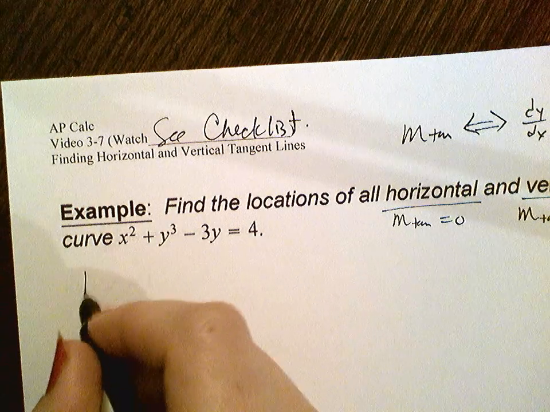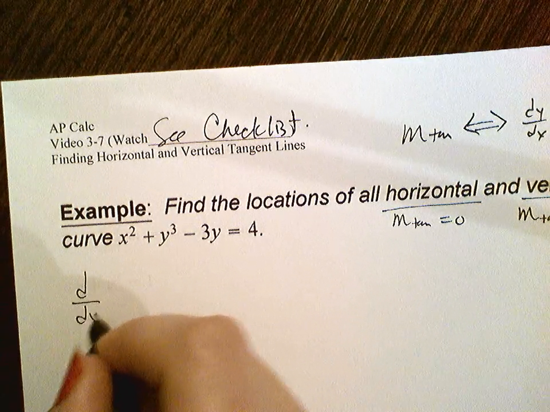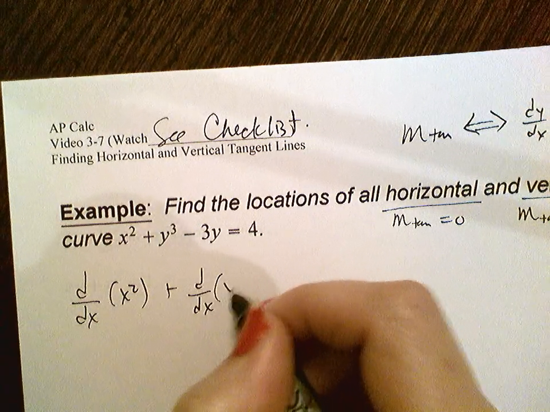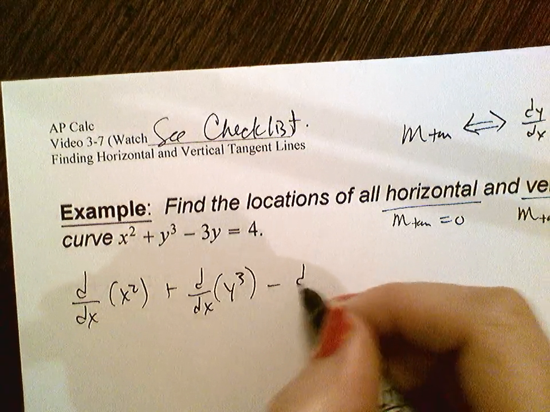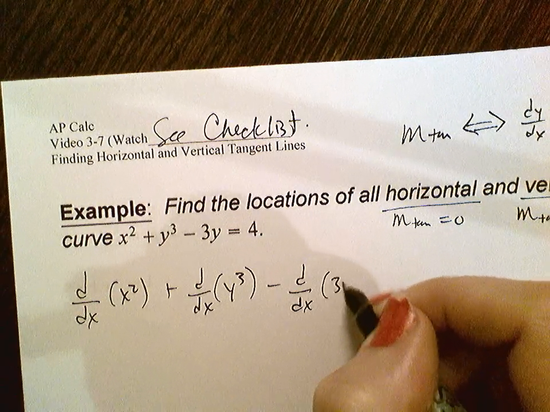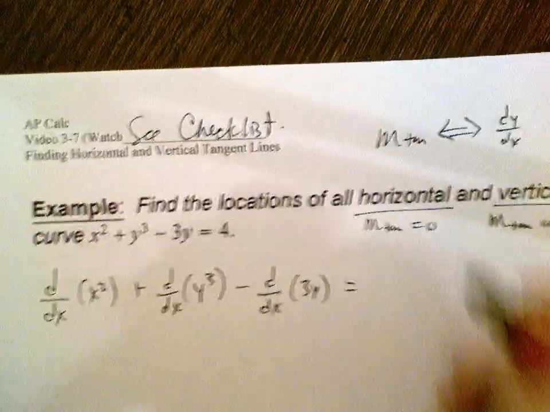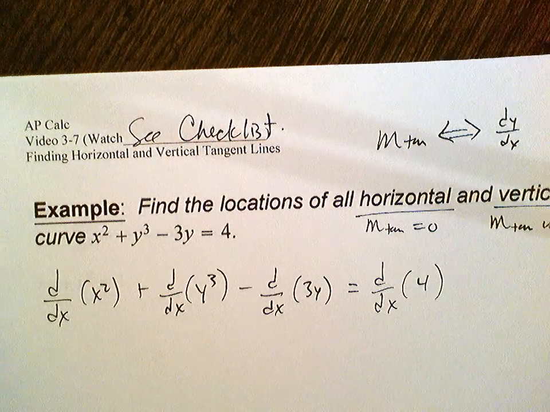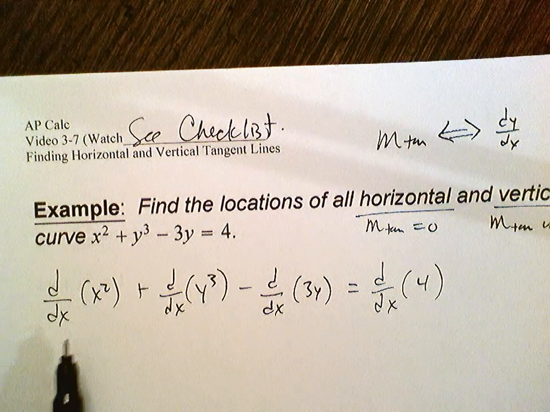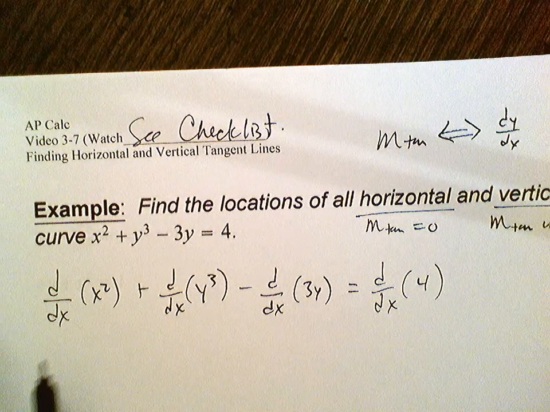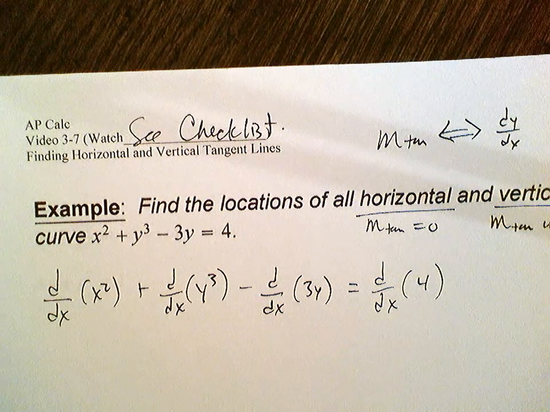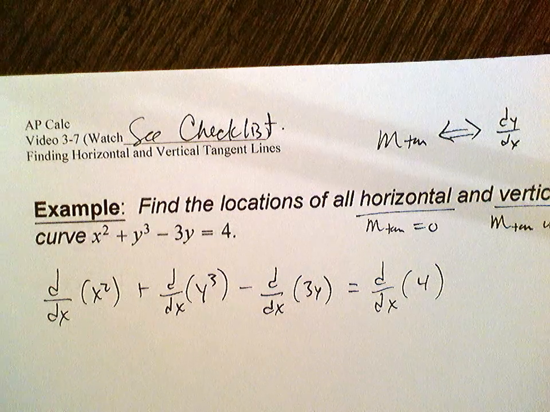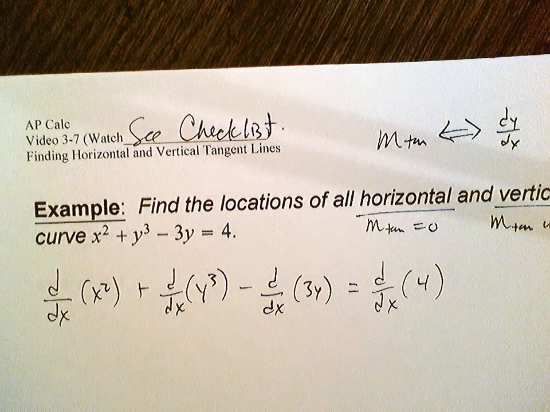So I go d dx of x squared plus d dx of y to the third minus d dx of 3y equals d dx of 4. So I haven't taken the derivatives yet. I'm just setting it up. I'm just writing down that I'm going to take the derivative of all of these with respect to x. With respect to x means that x is the independent variable. So everything is a function of x, where x would be the input variable.